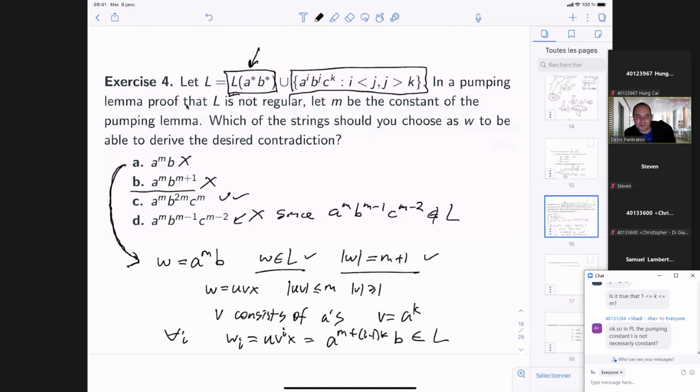You were talking about part B? No, C. Answer C? So for the answer C, essentially your w is like this: a to the power m, b to the power 2m, c to the power m. Because you have C's, in order for it to belong to the language, it needs to belong to the second part. Because the first part consists only of strings of A's and B's.